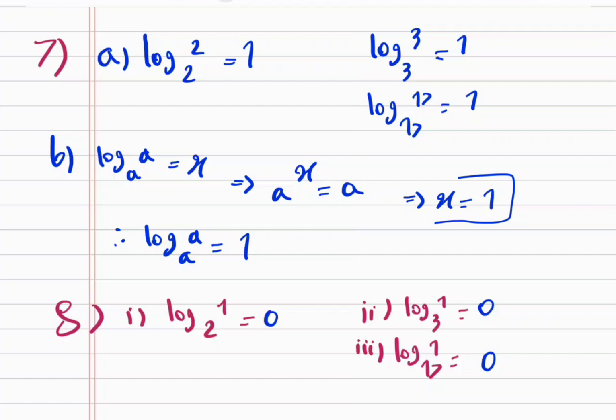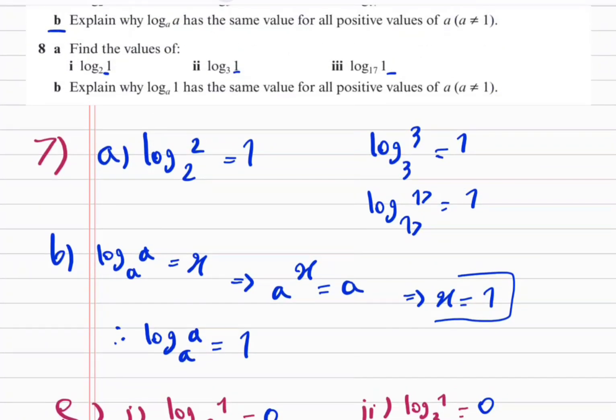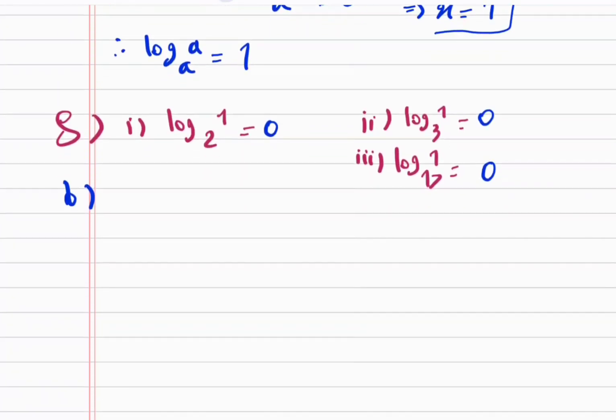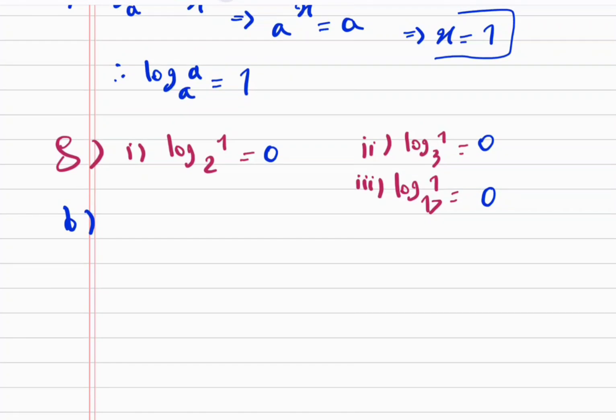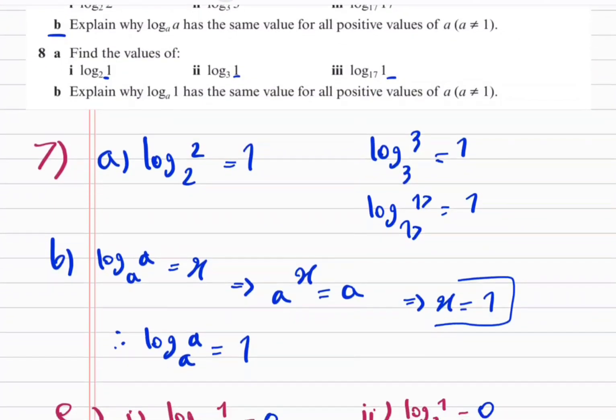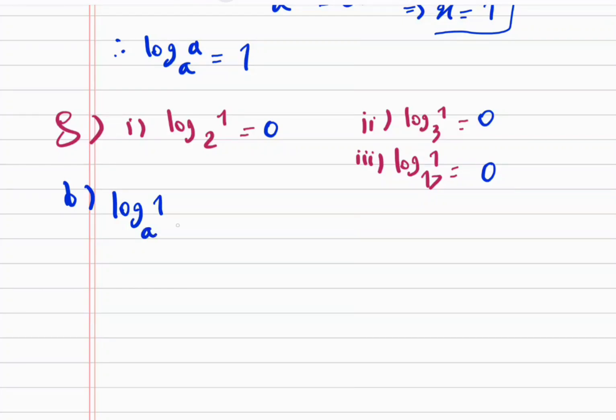So that comes from the fact that, again, that's the answer to part B, because part B says, explain why log base A of 1 has the same value for all positive values of A. So again, let's just use the same technique. Let's say that we have log base A of 1 is equal to x, right? So in this case, we can rewrite this as A to the power of x is equal to 1.